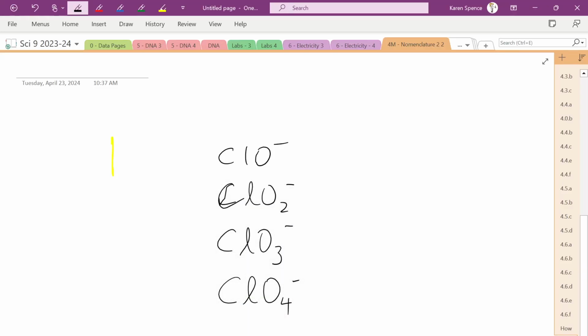Since we are talking about chlorate, you will notice that it looks like this. See, when I draw it, I usually use the L like that, but on your chart, it looks like this.